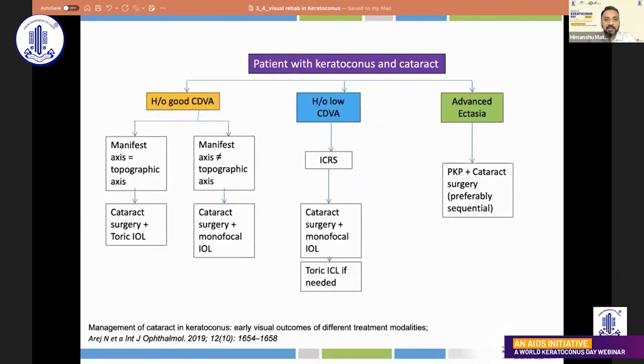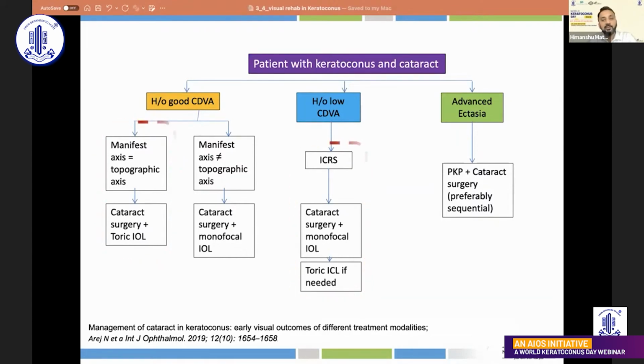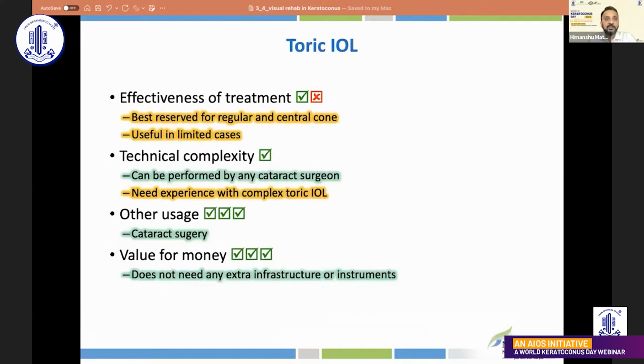So in which cases can we use these toric lenses? Where there is a correlation between the manifest axis and the topographic axis, or where the cone is relatively asymmetric but, using intracorneal ring implants, we have made it relatively regular. In such cases, we can think of using it. So where do we fit in our system? Well, the effectiveness of the treatment is best reserved for certain cases. Not every case of keratoconus should get a toric IOL.